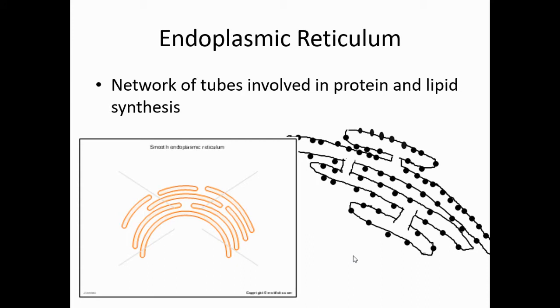Endoplasmic reticulum is a network of tubes involved in protein and lipid synthesis. That means that they make proteins and lipids. You can always tell the rough ER from the smooth ER because the rough ER has all these little dots, and those little dots are ribosomes. Ribosomes are like little packaging centers. So they assist in making these proteins and lipids. The smooth ER does not have them. So I have that picture over here. This is what the smooth one looks like, and there's your rough one.